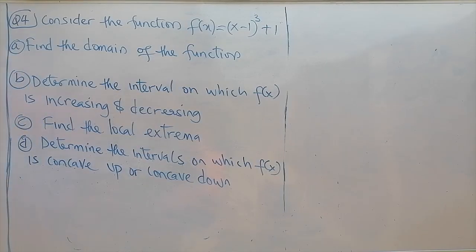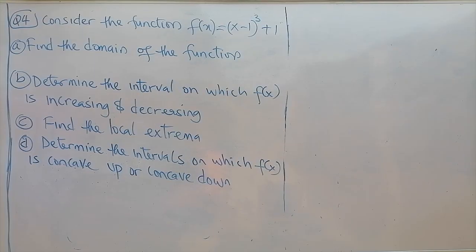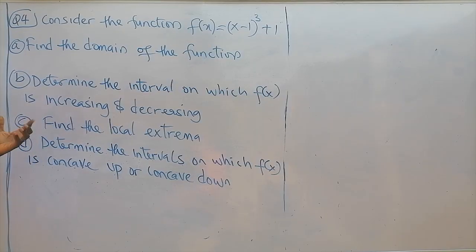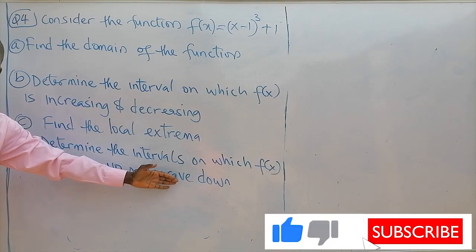Question 4. Consider the function f of x. Find the domain of the function. The B part, determine the interval on which f of x is increasing and decreasing. The C part, find the local extrema. Determine the intervals on which f of x is concave up or concave down.